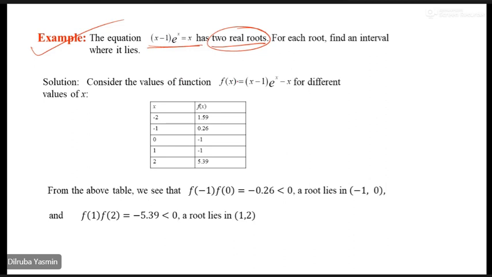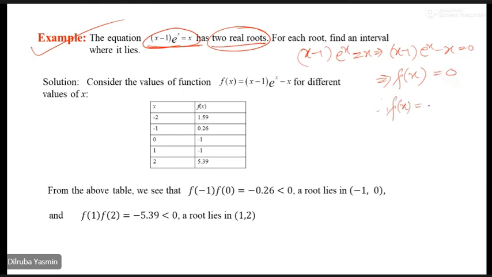The process here is that you have to rearrange this equation to define the function. So from this equation, you can easily get the f of x function. Let me do it for you. So you can define this as f function of the independent variable x, equal to 0. So you can write f of x equal to (x minus 1) e to the power x minus x, isn't it?